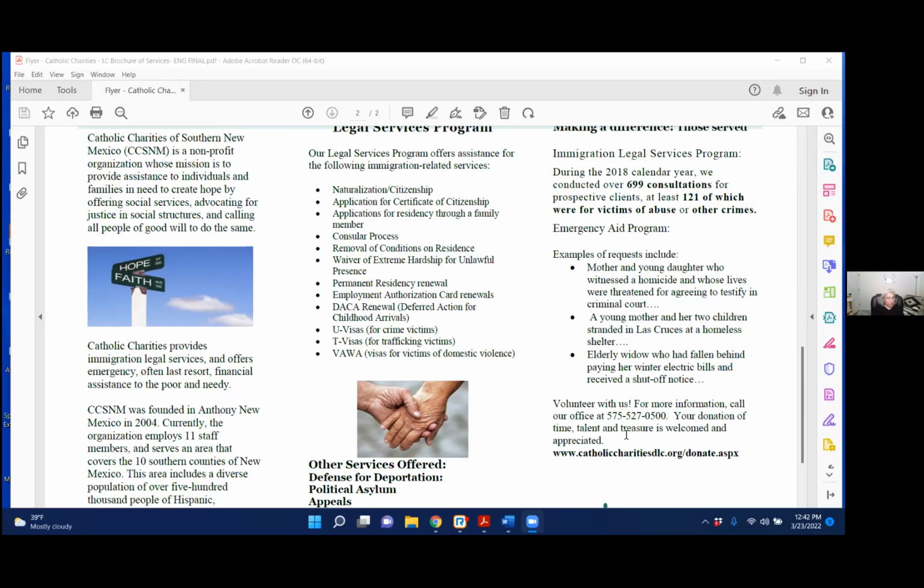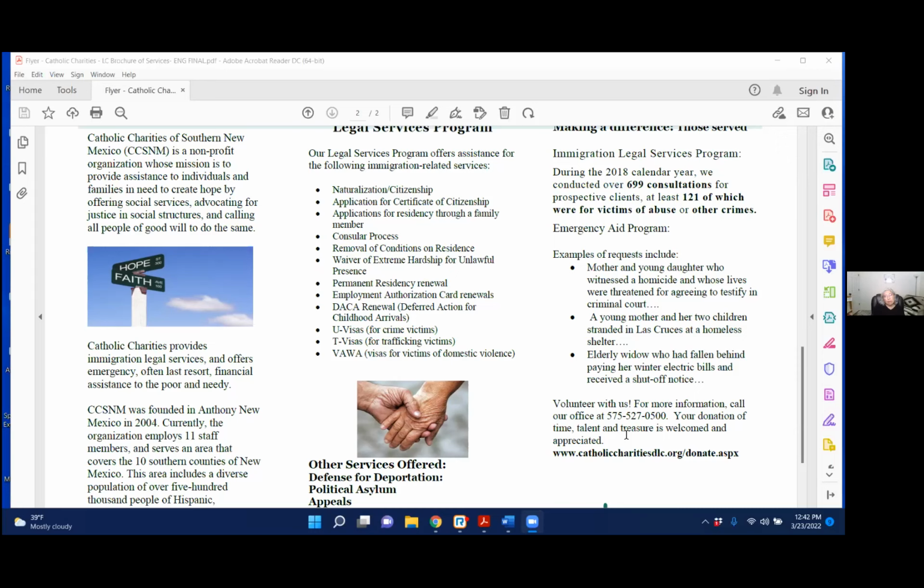Our organization currently employs 11 staff members. We serve 10 southern counties in New Mexico. We have an office in Roswell also, and one in Las Cruces. Our working hours are 8 to 5. So please give us a call. We'll set up an appointment for you.